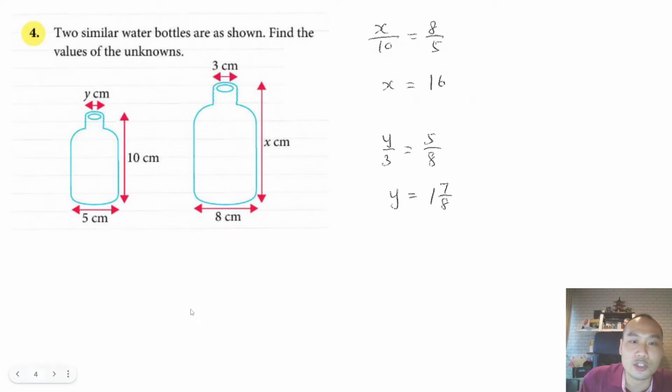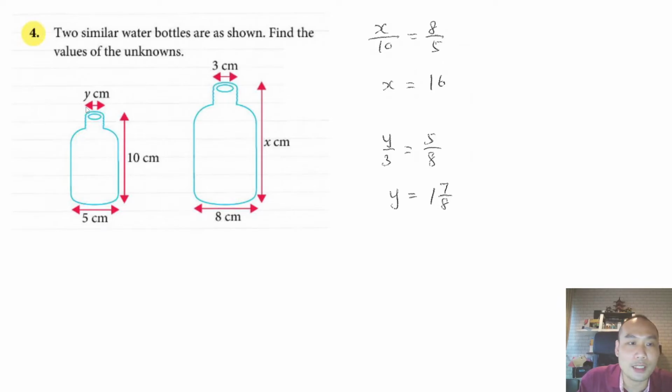You can see all the corresponding parts. So x, which is the height of the bottle, over the height of the other, smaller bottle, x over 10 is going to correspond to the base, right? Because the ratio of the lengths are supposed to correspond. So 8 over 5. We work it out, we can find that x is 16.